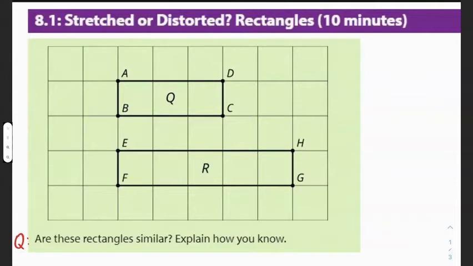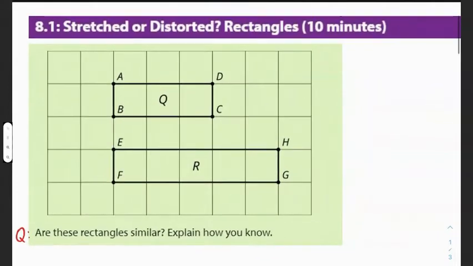All right, so hopefully you paused this and attempted to explain whether or not these rectangles are similar. Hopefully you used the grid. I realize that AB has a length of 1, as does EF, as does DC and HG, right? So all those sides are a length of 1 unit. Then I realize AD and BC have a length of 3. Meanwhile, EH has a length of 5, and FG has a length of 5.